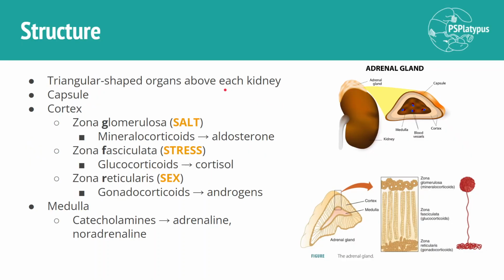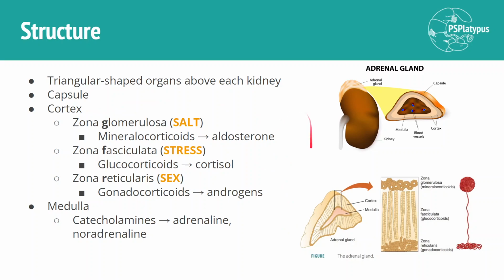The adrenal gland is a triangular shaped organ that you can find above each kidney. It has three main layers: the capsule on the outside, the cortex, kind of on the outside as well, and the medulla, which is in the middle of the adrenal gland. The capsule predominantly serves a protective function. The cortex has three layers of itself, and the medulla is the medulla.